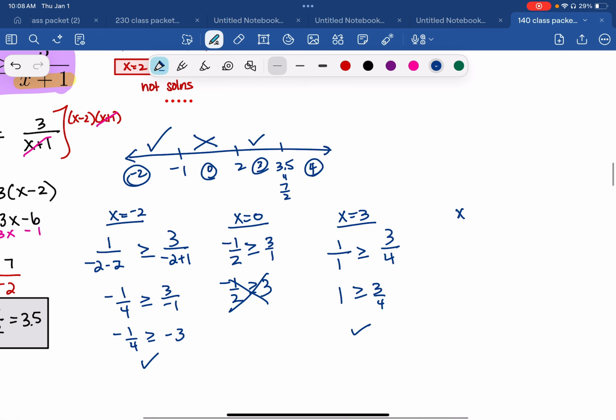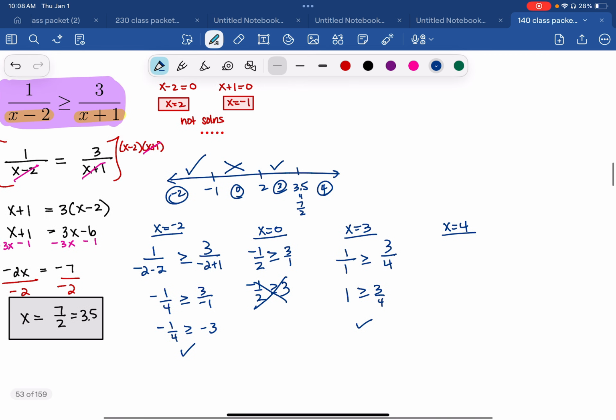And then x equals 4. We are plugging that in and we're going to get 1 over 4 minus 2, which is 2, greater than or equal to 3 over 4 plus 1, which is 5. So is 1/2 greater than or equal to 3/5?